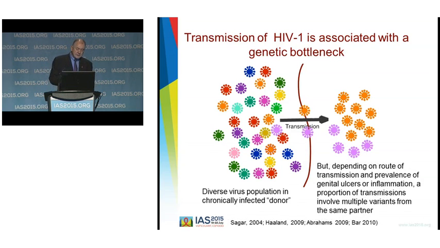Now, in some instances, depending on inflammation or ulceration or effects of STIs, more than one virus variant from the transmitting partner can be transmitted. And in fact, in IDUs, we sometimes see multiple viruses being transmitted, although even there we see a genetic bottleneck occurring.